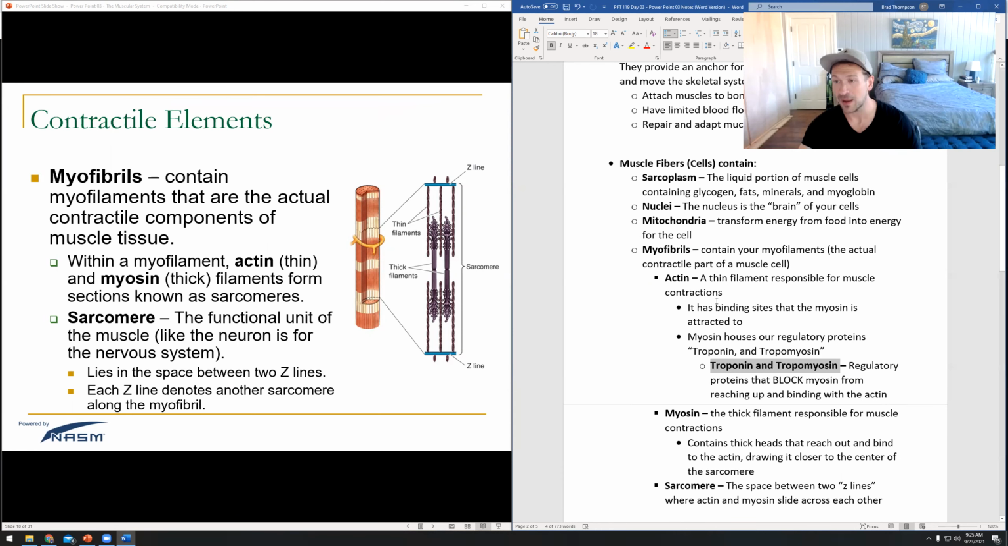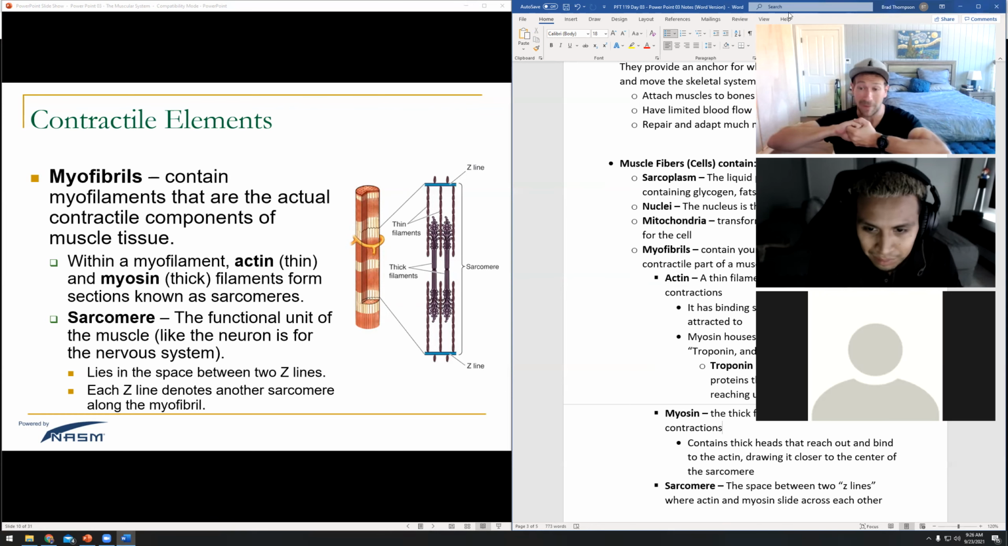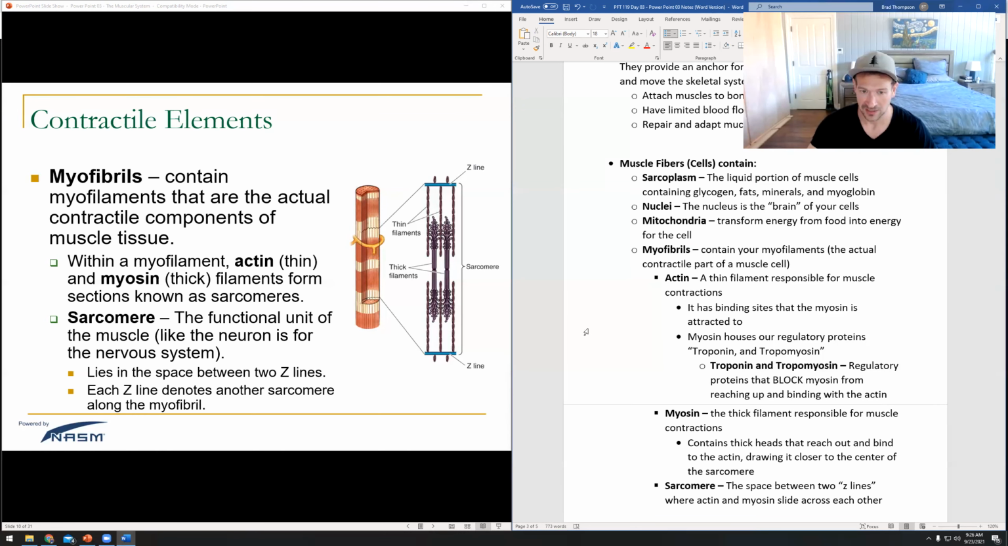So these myofilaments that we've got are going to be actin and myosin. Actin and myosin are like, not to get too crude, two madly in love teenagers at a high school dance. They want to get all up in each other's business. That's all they want to do. They just want to bind together, and if they bind together, they're going to pull on one another. They want to embrace each other. Particularly, myosin wants to get all up in actin's business.